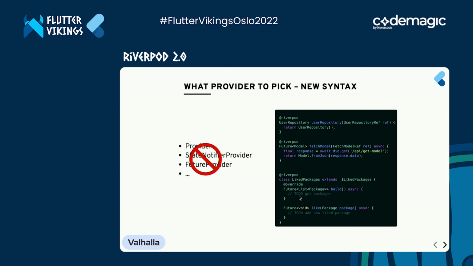Similarly, if you wrote a class instead of a function, and that class had a build method, then based on the return type of that build method, it would do the same thing. By writing a class, you would then be able to define methods to modify the state, like a state notifier.